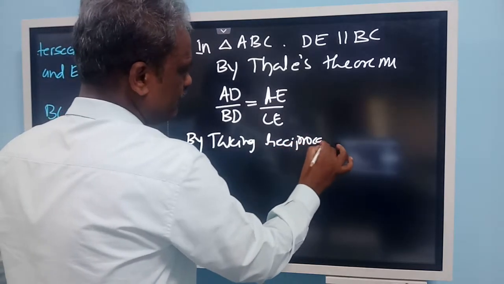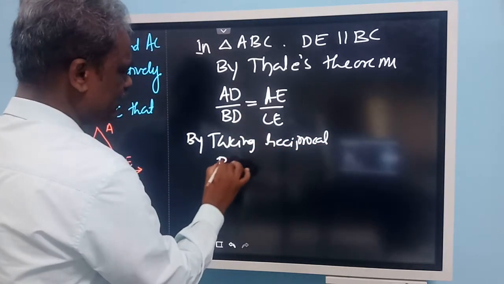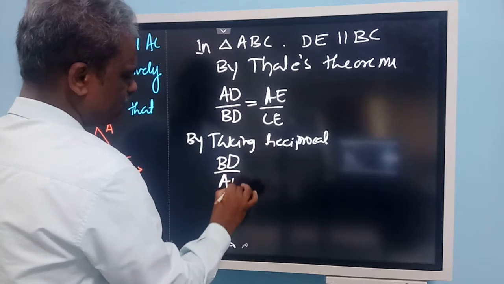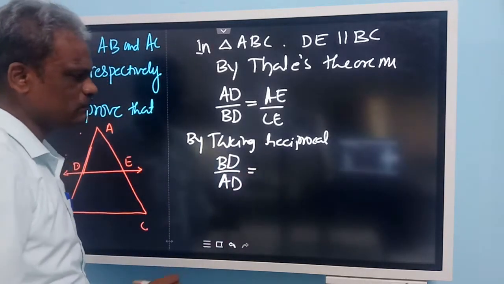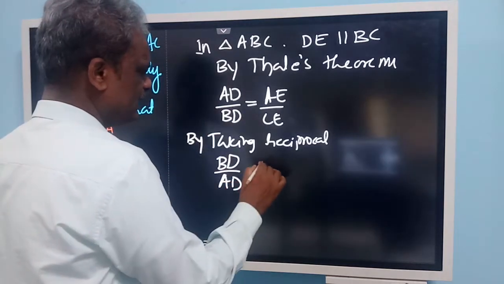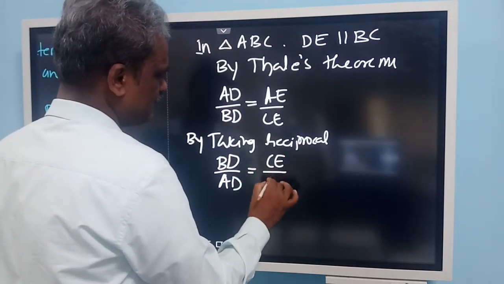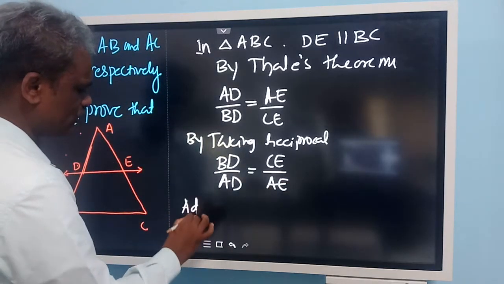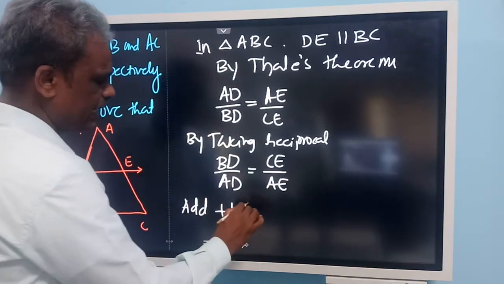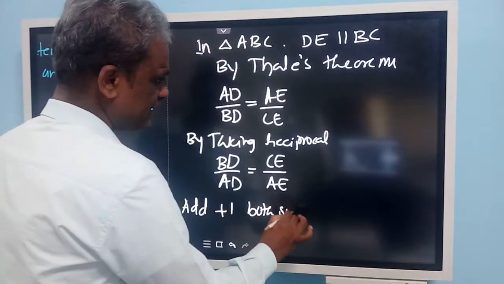Why, you have to tell me later. So BD by AD. Why are we taking the reciprocal? After doing this problem, you have to explain. BD by AD is equal to CE by AE. We took the reciprocal. Then add plus 1 both the sides.